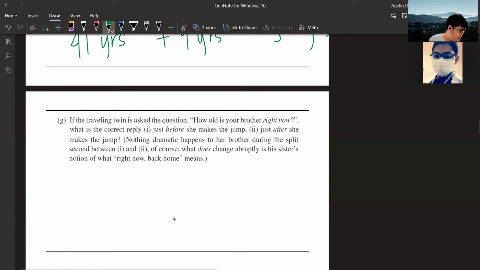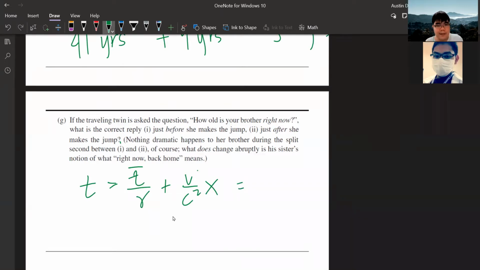Okay, letter G. Okay, so ang kailangan natin dito, how old is your brother? Therefore, we need the T. Okay? So, kunin natin yung Lorentz formula for this, and this is T equals gamma times (T tilde plus V over C squared times X tilde). Okay, so we have that. And okay, so in here, ano yung T tilde?